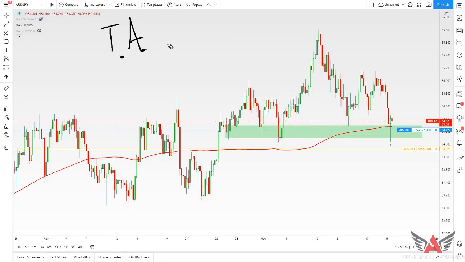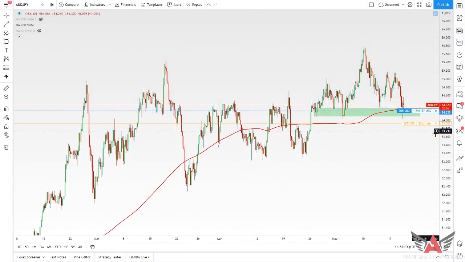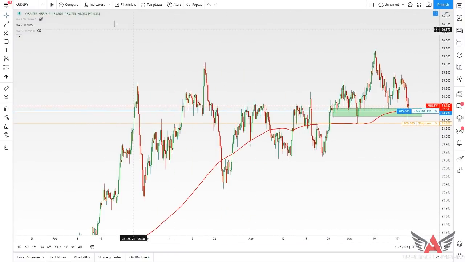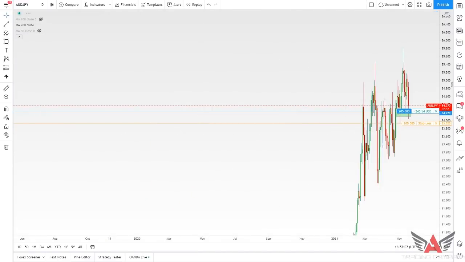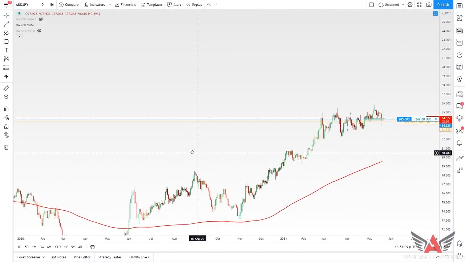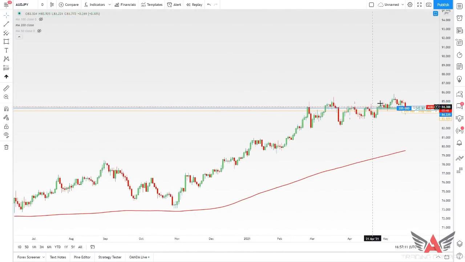So the technical side of this is that we have been in a nice uptrend. We can actually scroll out here and take a look at this. So you can see a nice uptrend here on the 4-hour chart. And if we look at the daily chart, you've also got a very strong overall upward trend that I do think has the potential to continue.